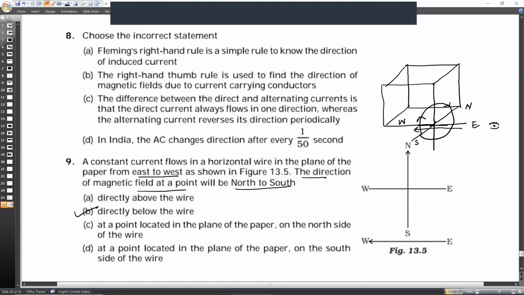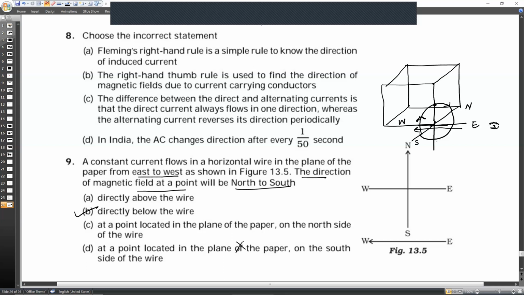And here, what is it saying, a point located in the plane of paper? No, it should not be located in the plane of paper. It is just below the paper. The plane of the paper should not be there. It is below the paper or above the paper. Since we are observing from east, and the current is moving away from us, from east to west, it will be clockwise. So above the wire it will be from south to north, and below the wire it will be from north to south.